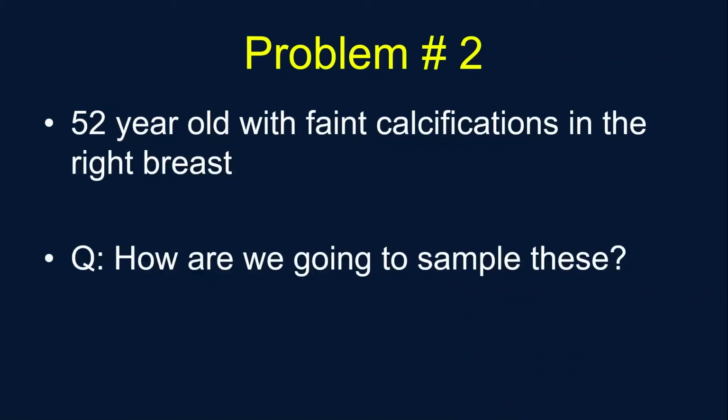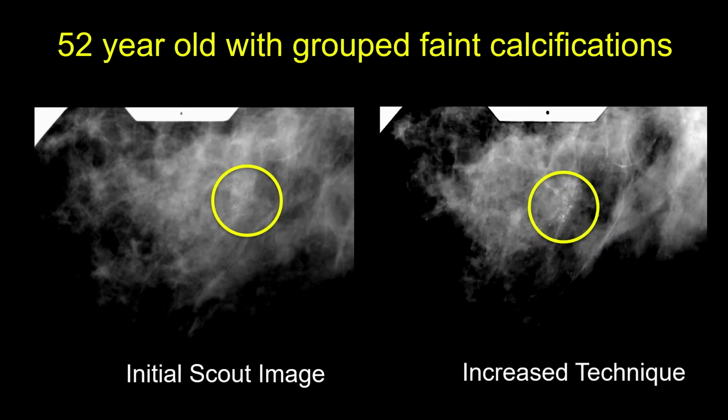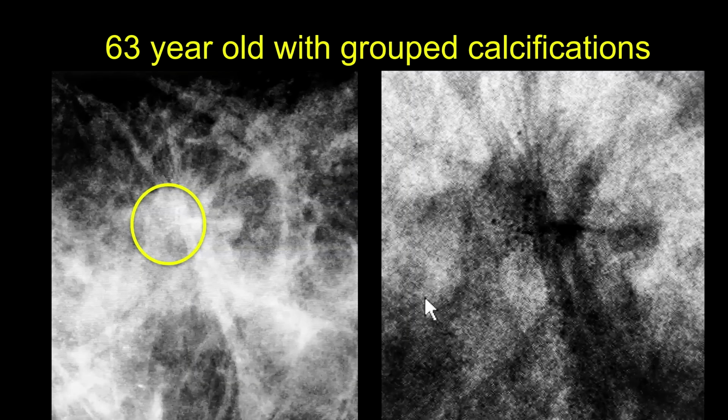So next problem: a 52-year-old with faint calcifications in the right breast. How are we going to sample this? Okay, so you can barely see your target. You are really squinting your eyes and are not sure how you are going to target this. One suggestion is to increase your technique, increase kVp or mAs or both. It usually improves the visibility of your target.